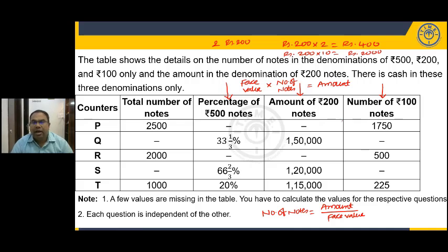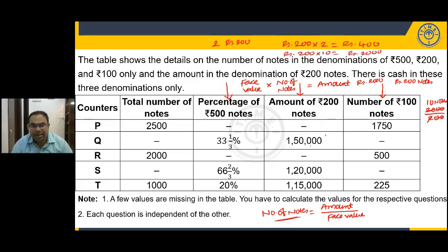Let us say I'm telling you I have 2000 rupees, all in 200 rupee notes. How many notes will make up 2000? 2000 divided by 200, that is 20 by 2. So I'll come to know how many notes are there: 10 notes. So number of notes is amount divided by face value.